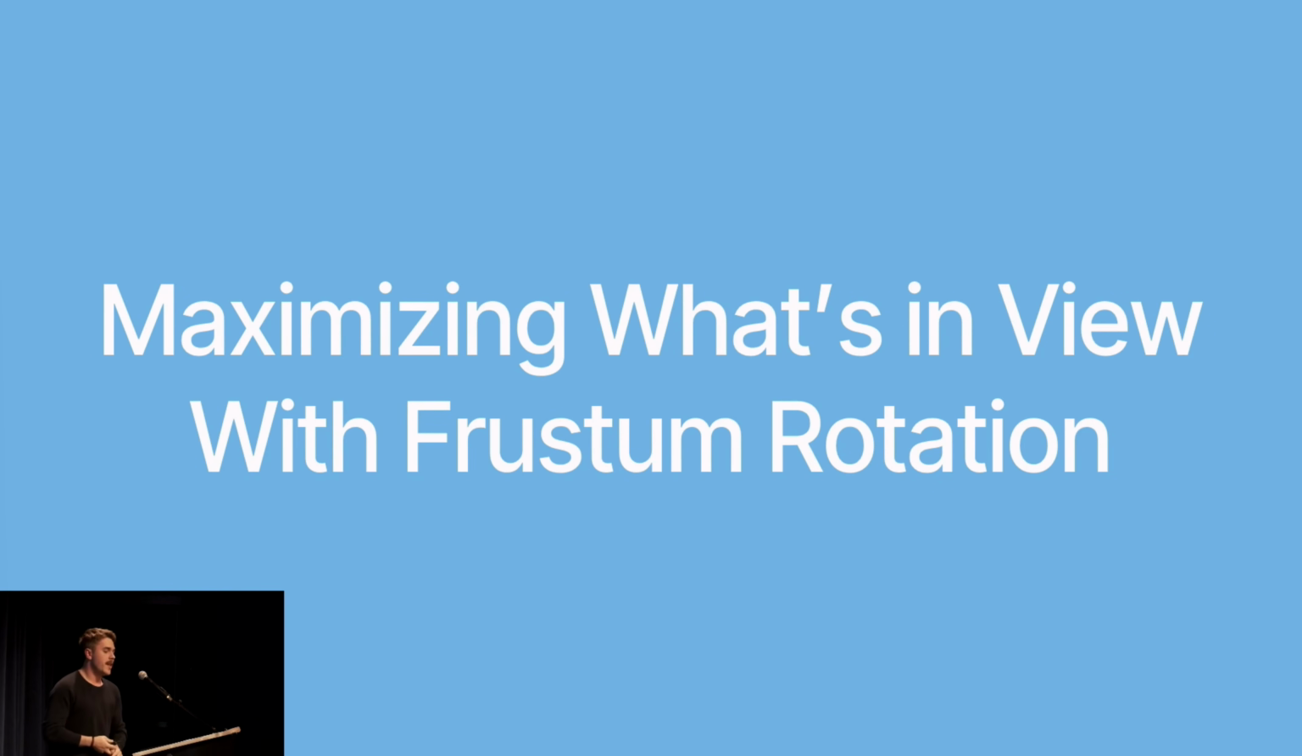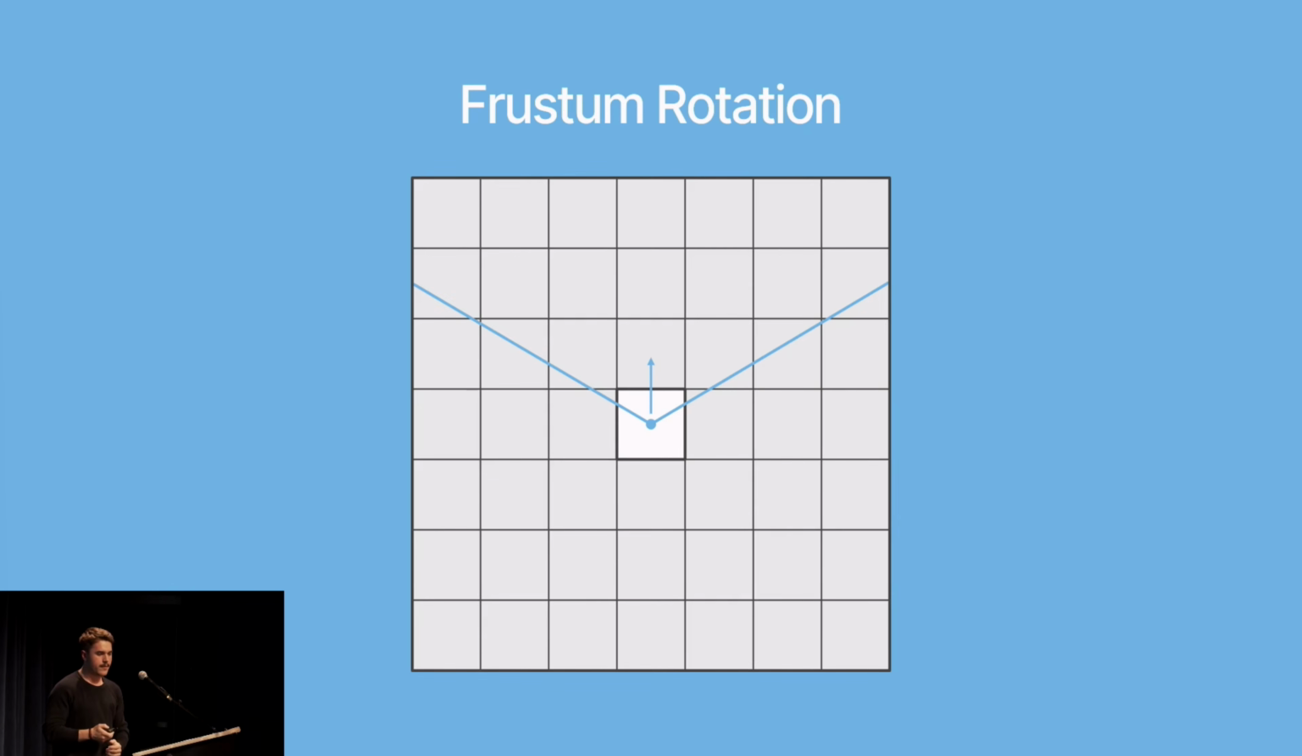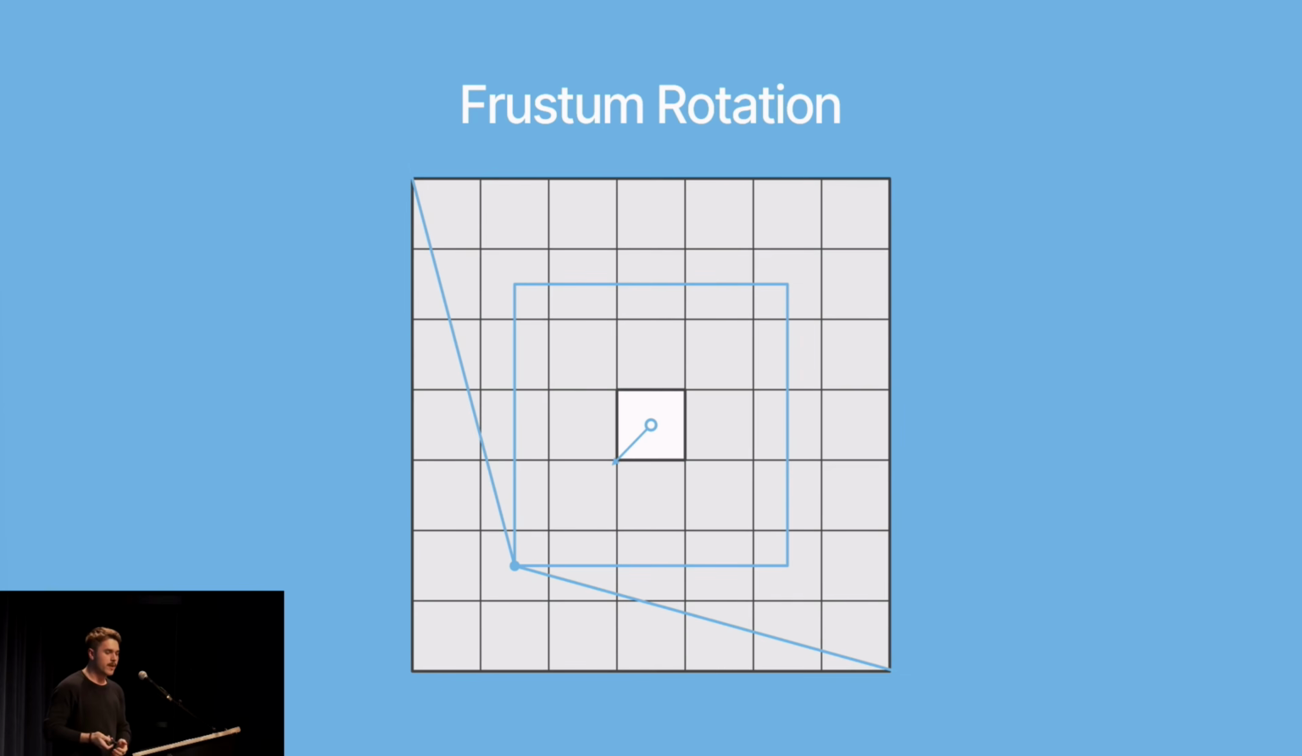So another optimization I'd like to talk about is maximizing what's in view with Frustum rotation. Right now, at any given point, the player is only seeing about 2 quadrants of our Frustum, or our camera view. The camera view is only looking into 2/4 of our actual global lattice of our scene. So an optimization we can do is, let's say the player is looking in the bottom left corner.